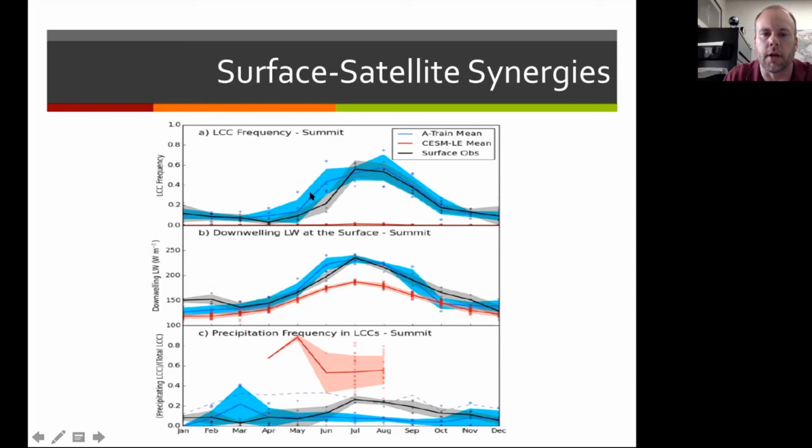It's an interesting question. I mean, obviously there's no question that the difference between the model and the observations is much larger than the difference between the observations, but it's probably worth exploring exactly why the satellite tends to see a little bit more supercooled liquid containing clouds than the ground-based sensor.